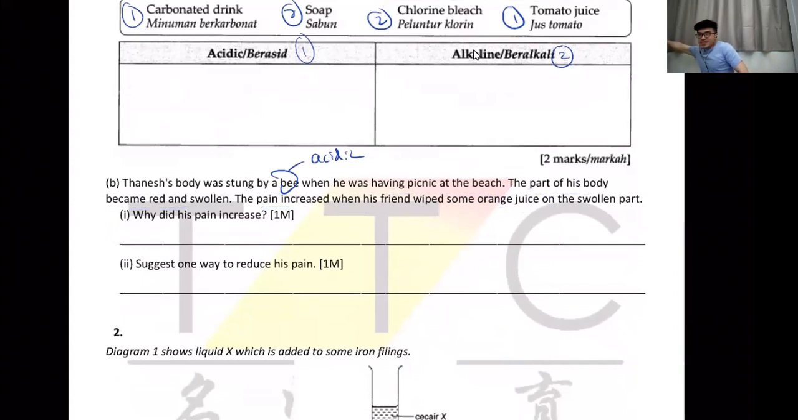Well, the friend isn't a very smart friend, because the bee sting is acidic and he's wiping some more acid onto it. Of course it's going to hurt. Not sure if he is really stupid or doing it on purpose. So why did his pain increase? Because orange juice is acidic. Or you can say orange juice and the bee sting.